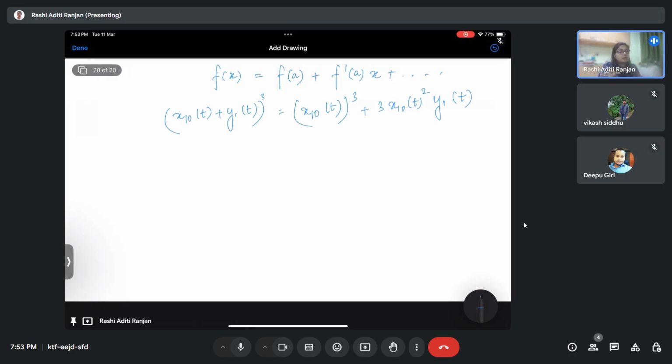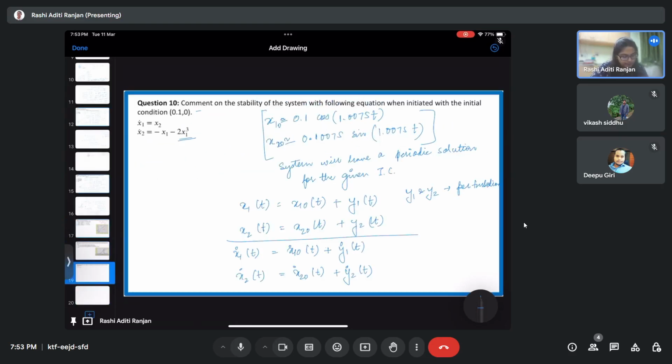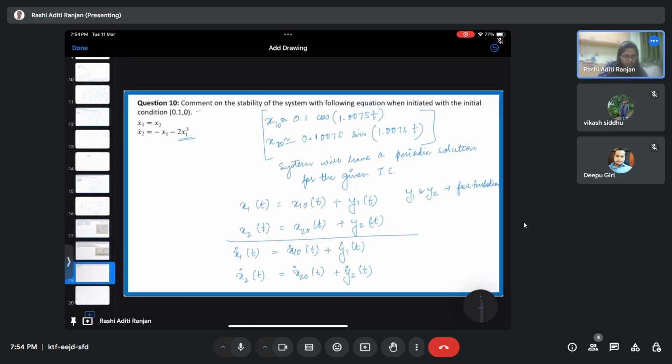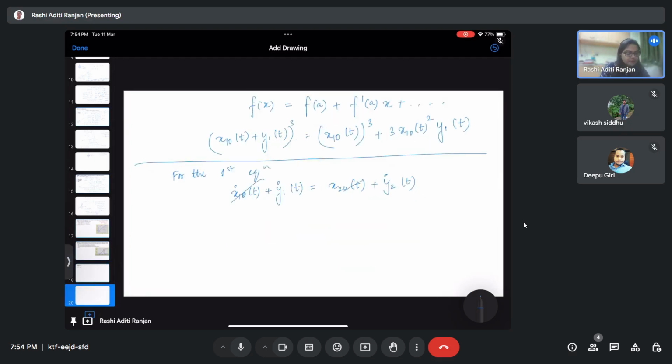Now when I try to put it in the equation, so for the first equation, what do I get? I get x1 dot, which is x10 of t dot plus y1 dot of t is equals to, okay. Now, if you see, my x10 and x20 are going to satisfy both these equations. Definitely, because these are the solutions. For a differential equation, its solution is going to satisfy the equation. So what we can do is, we can cancel out this. And then we are going to get what? y1 dot of t is equals to y2 of t. There should not be a dot over here.